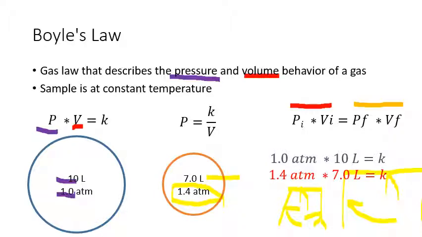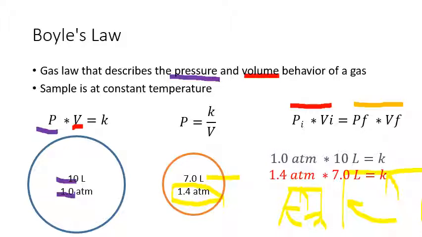So the pressure and the volume of a gas are linked to each other. If you increase the pressure of a gas, you decrease the container. If you decrease the container, you increase the gas pressure. If you increase the size of the container, you decrease the pressure.